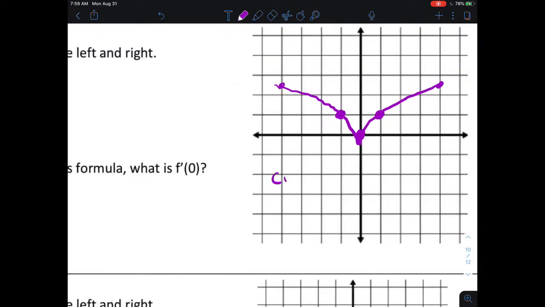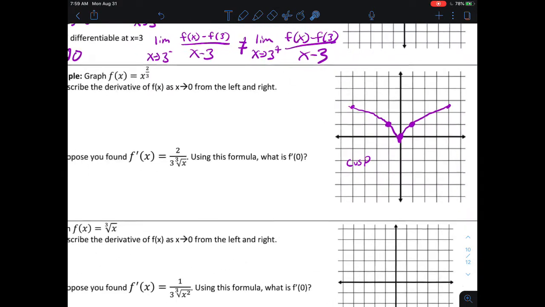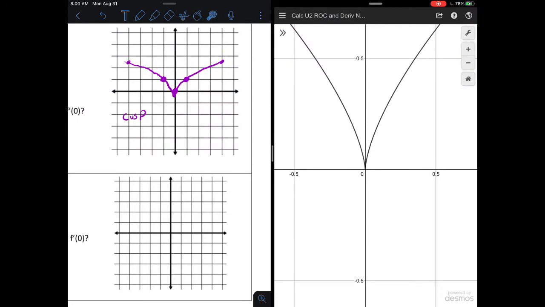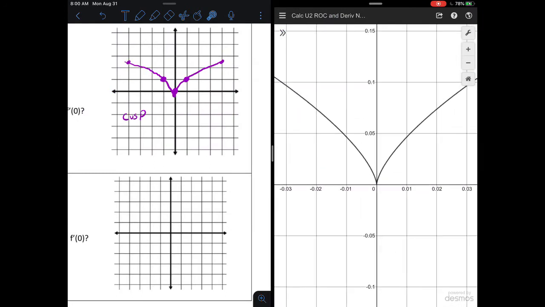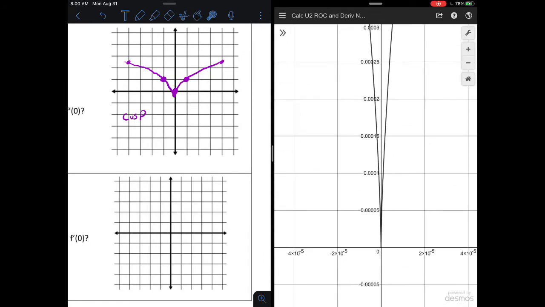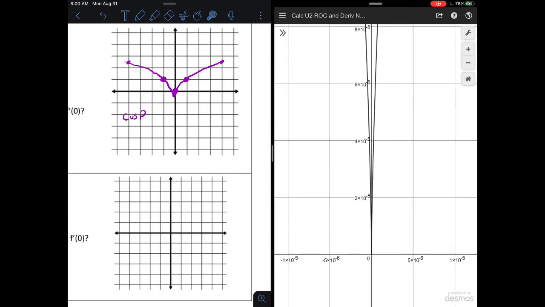In fact, we call this a cusp. We have this region where I have a very rigid turn, and my slopes are not going to be the same as I approach x is 0 from either side. Okay, so I have the graph of x to the 2/3 power here, and we'll see what's happening as I zoom in. What kind of behavior is the graph really showing?